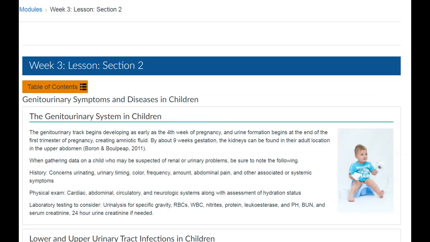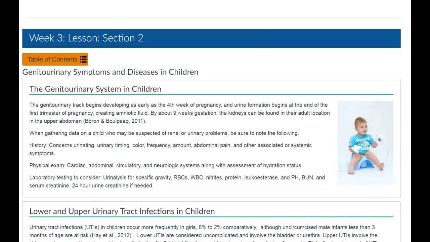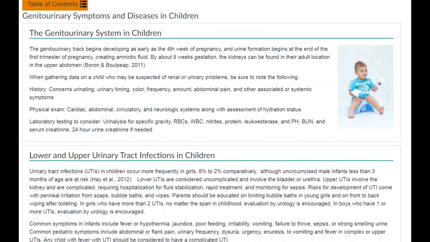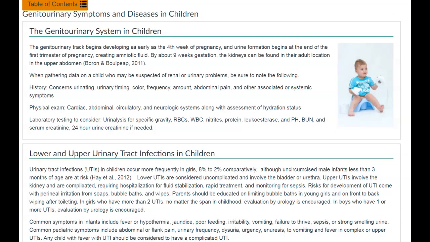Week 3, lesson section 2. Genitourinary symptoms and diseases in children. The genitourinary system in children. The genitourinary tract begins development as early as the 4th week of pregnancy, and urine formation begins at the end of the first trimester of pregnancy, creating amniotic fluid. By about 9 weeks gestation, the kidneys can be found in their adult location in the upper abdomen.